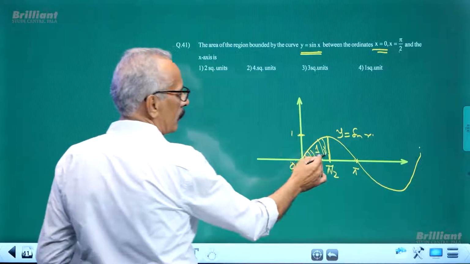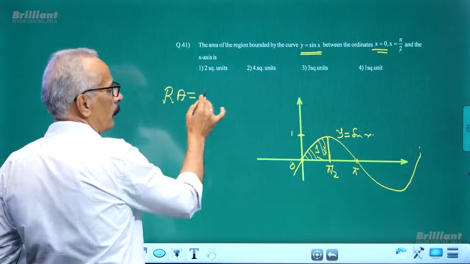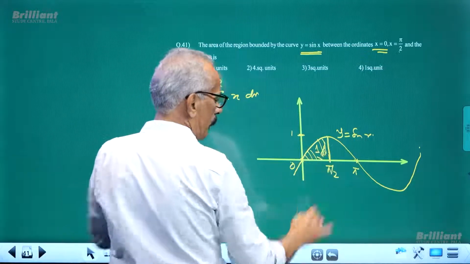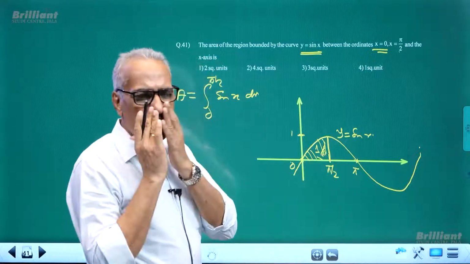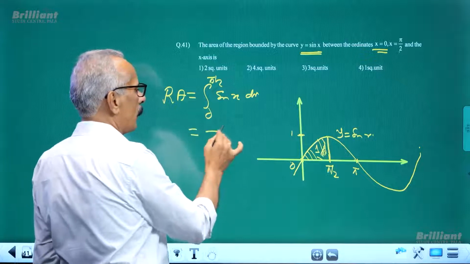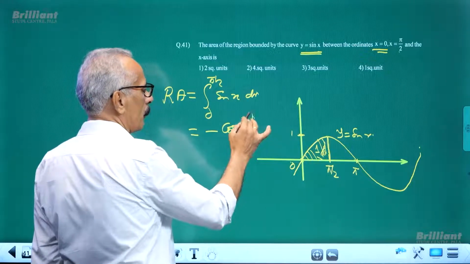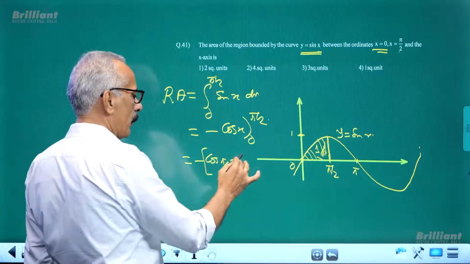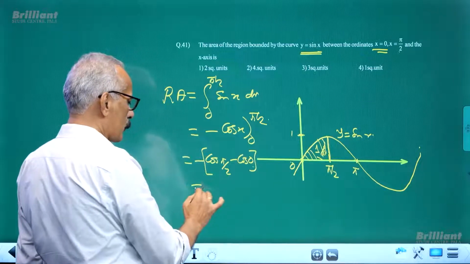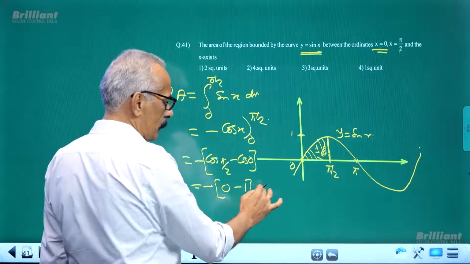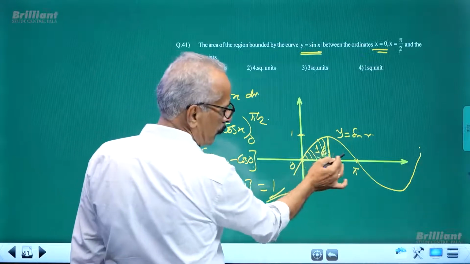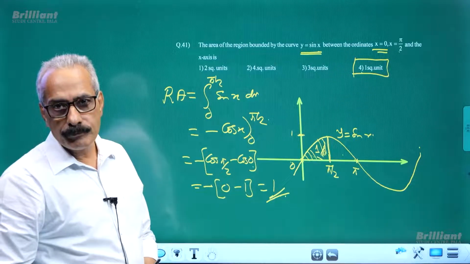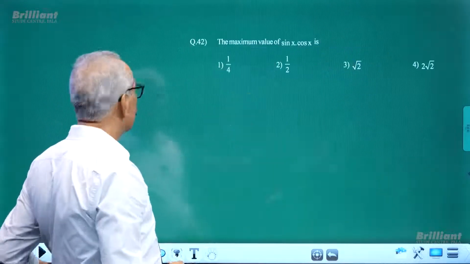So you want the area. This required area is equal to integral 0 to pi by 2 of sin x dx. If this area were 0 to pi, the definite area would be 2 square units. So minus cos x within the limit 0 to pi by 2. Apply: minus cos pi by 2 minus cos 0. Cos pi by 2 is 0, minus of 0 minus 1, simplifying gives 1. Remember, half of 2 is 1. So the answer is 4. That's your 41. Okay. Now on to question number 42.